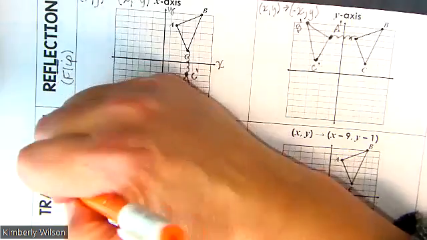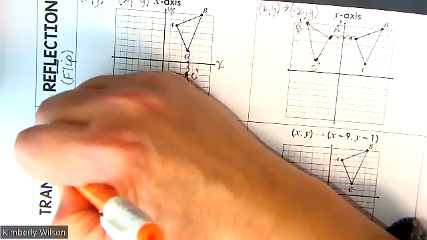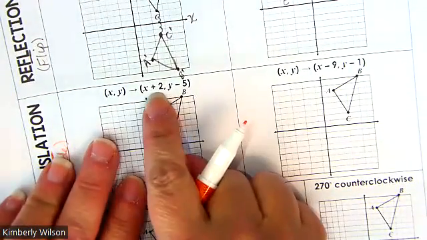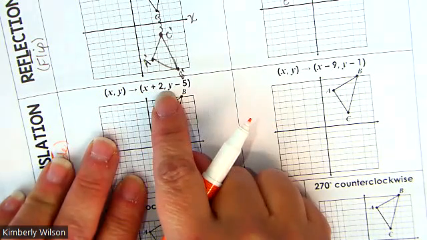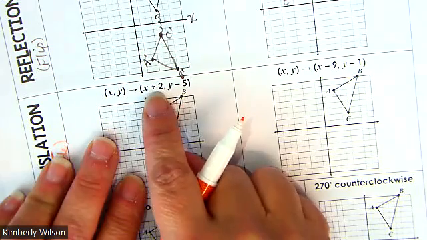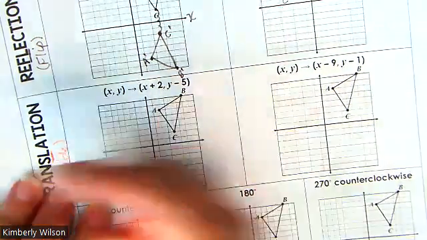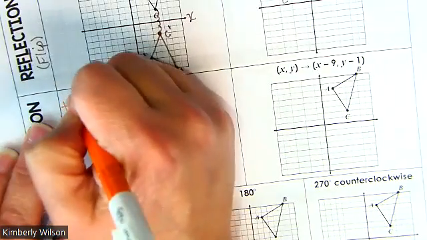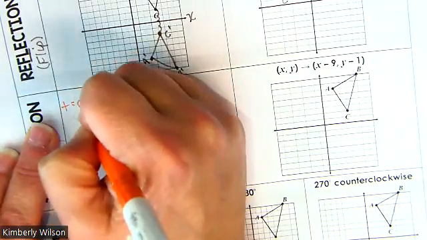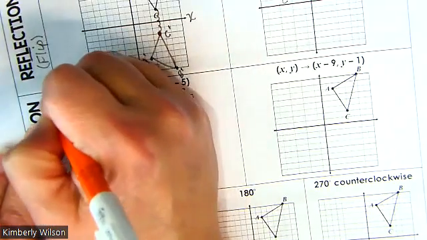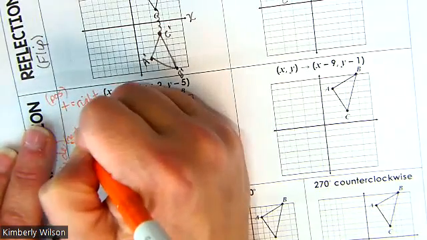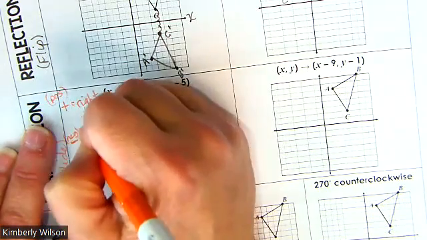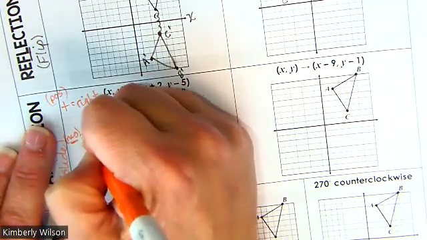Translation, slide. This is where it's a slide. So it slides right or left, and that is determined by what is written in the algebraic rule. So the x is plus 2. That means that the new figure is going to move 2 to the right because it's positive. So positive means to the right or up. Negative is to the left or down.